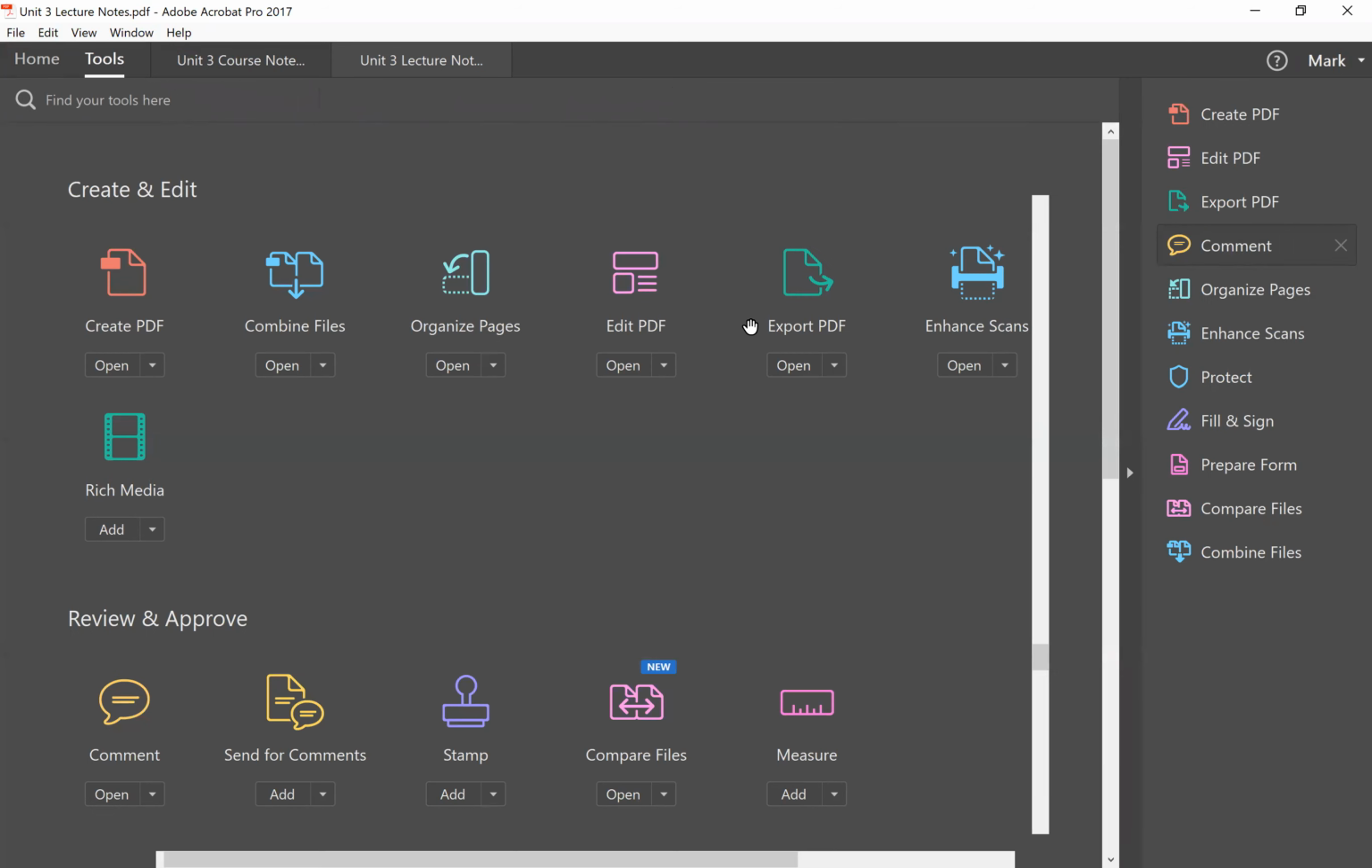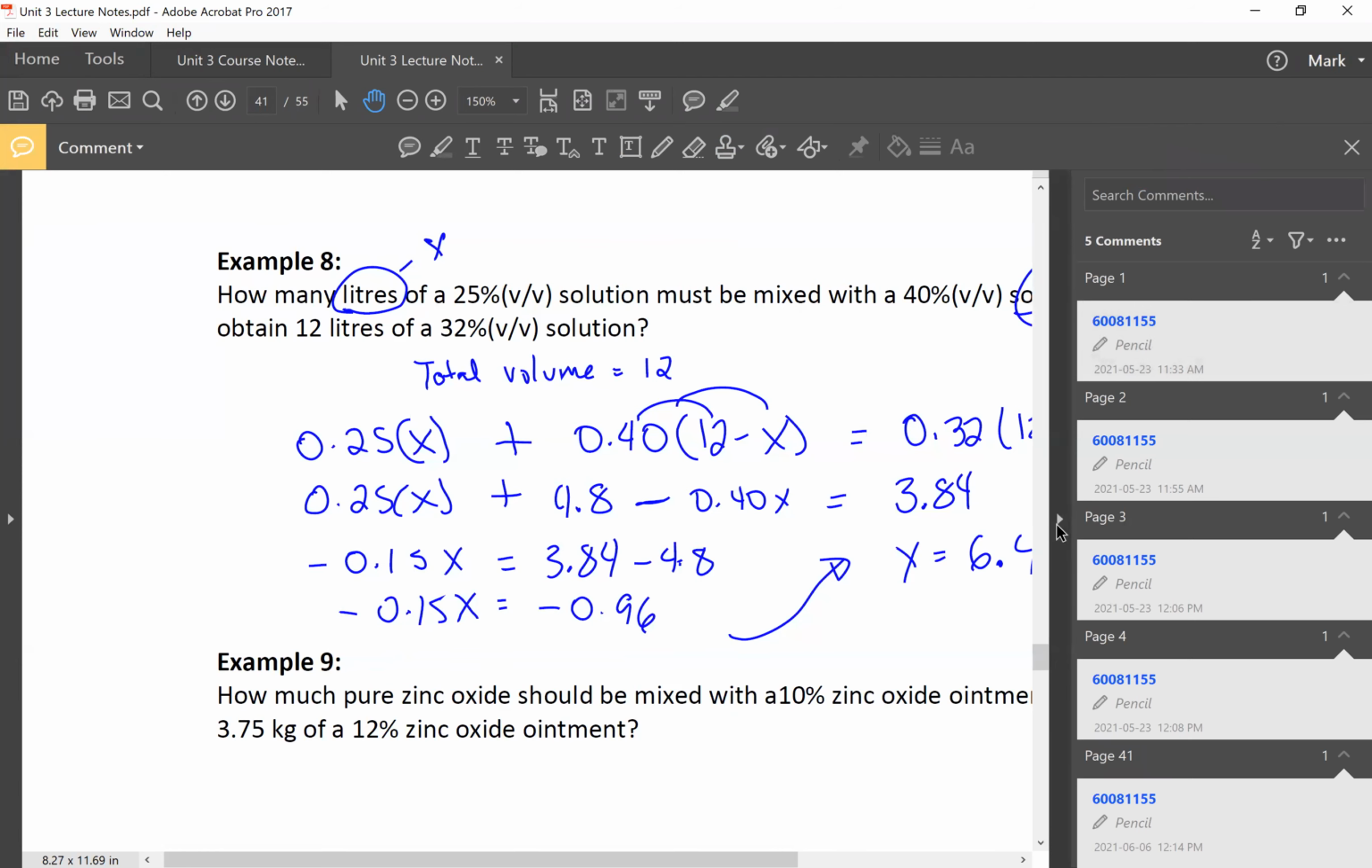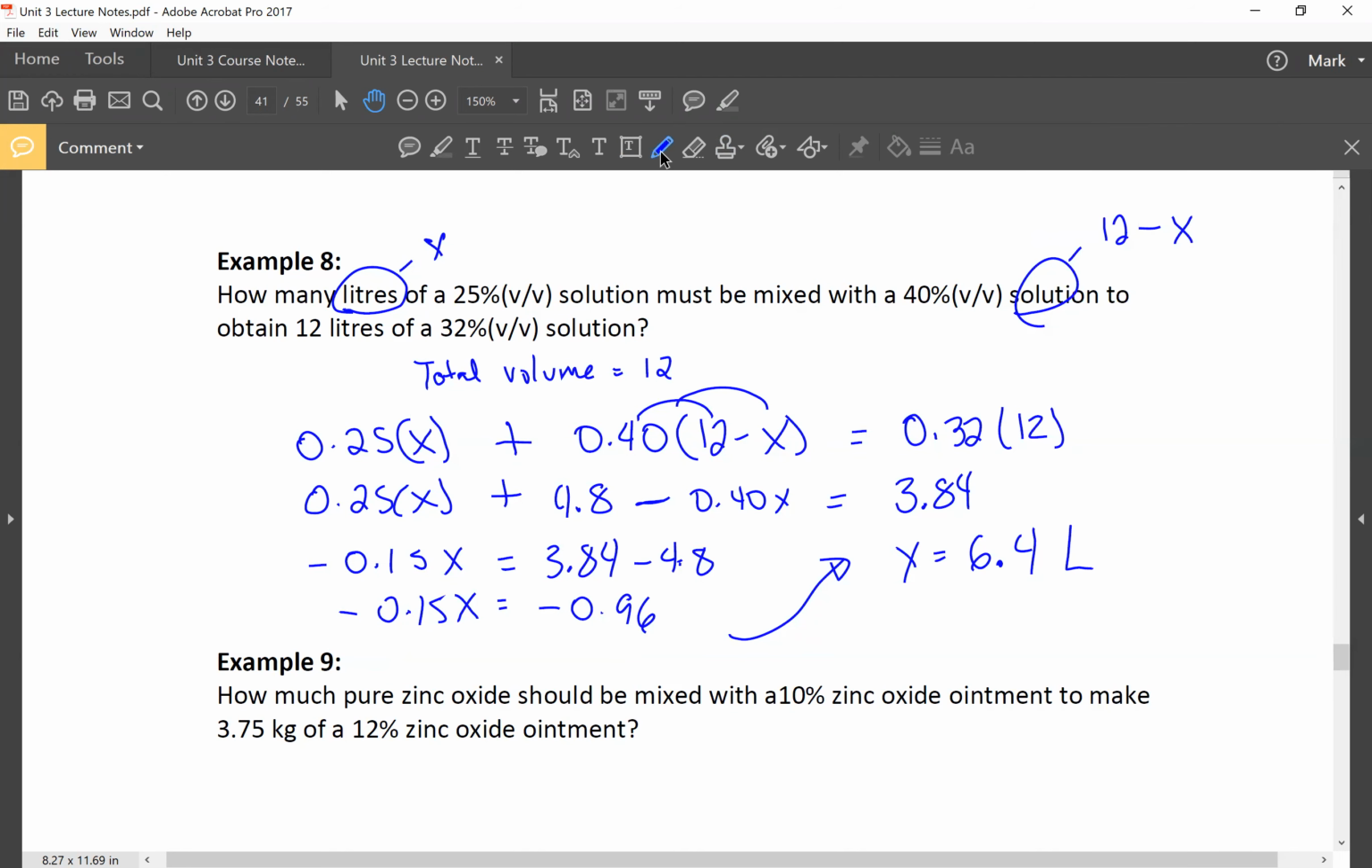Tools, give me 1 second. I always forget to do this. I'm just going to change the color and write it in red.